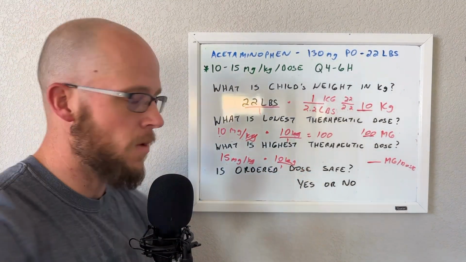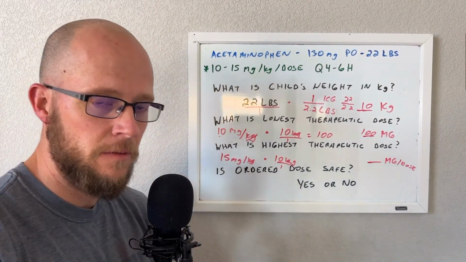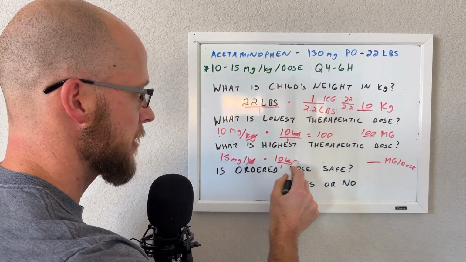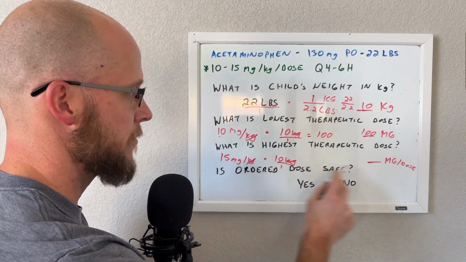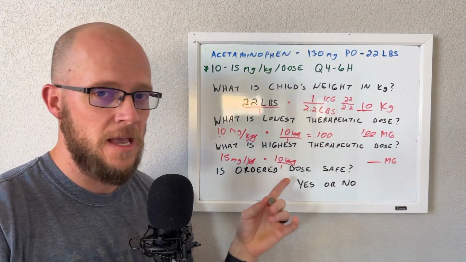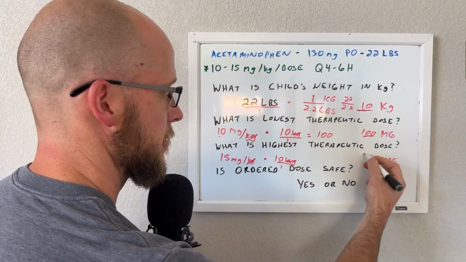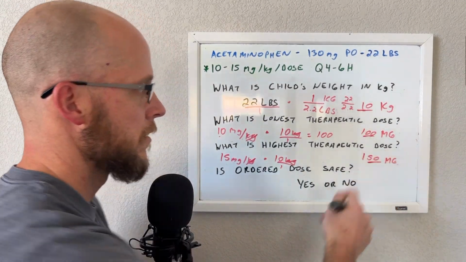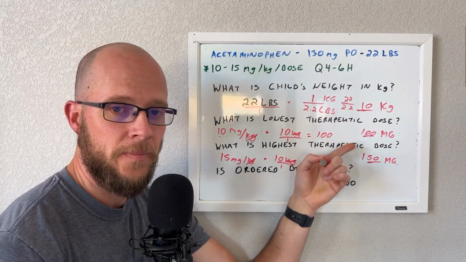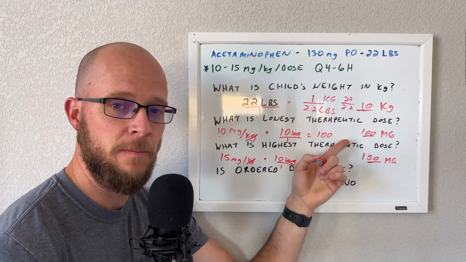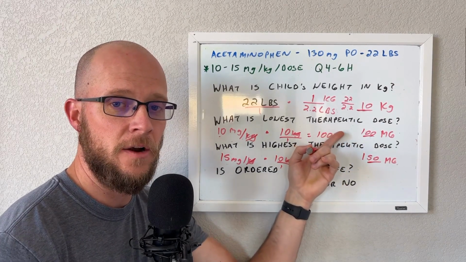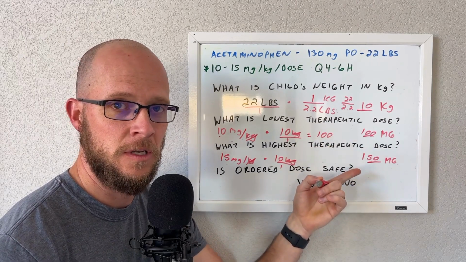So again, 10 over 1, just to make sure that your units are in the right place. So then your kilograms cancel out, and you're left with milligrams. So 15 times 10 is 150. So this kiddo can get a range of this medication from anywhere from 100 to 150 milligrams. So then they're not underdosed, and they're not overdosed.